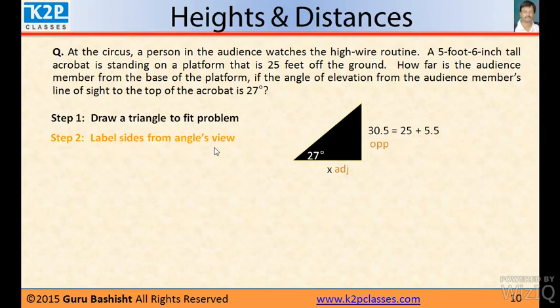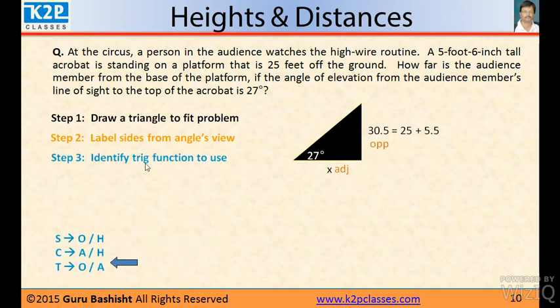Label the sides from the angle's view. If this is 27 degrees, then this is the adjacent side and this is the opposite side. Identify the trigonometric function to be used. Since it is opposite and adjacent, it is tan. So tan 27 degrees is opposite by adjacent, that is 30.5 by x.